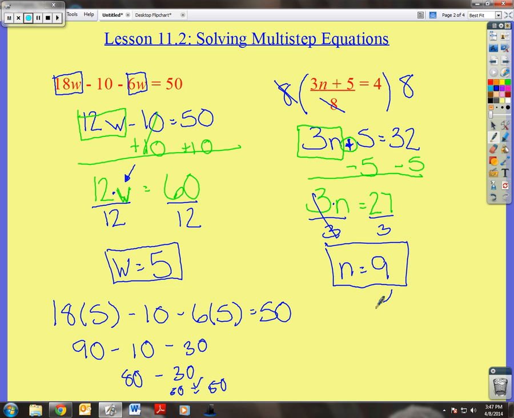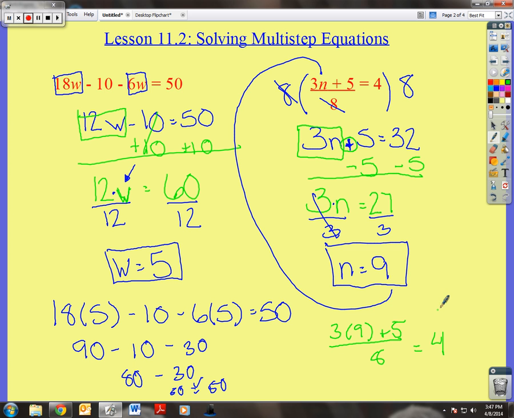I'm going to substitute the 9 back in. So now I have, let me change the colors here, 3 times n plus 5, divided by 8, is equal to 4. Well, this side of the equation is already simplified, so I'm not going to worry about doing it on this side. 3 times 9 is 27. 27 plus 5, divided by 8. Let's add first. 27 plus 5 gives me 32. 32 divided by 8 gives me 4. So 4 checks 4. All right, hope this helps you out.